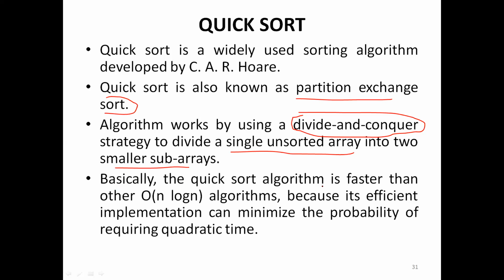Basically, the quicksort algorithm is faster than the other order of n log n algorithms because its efficient implementation can minimize the probability of requiring quadratic time. Okay, there is a way to reduce the probability of quadratic time. That's why it is very widely used.